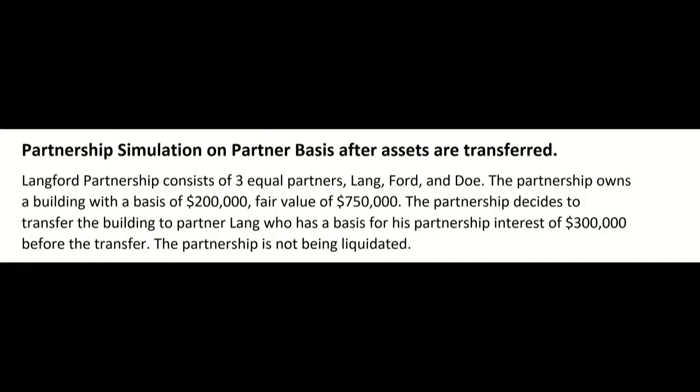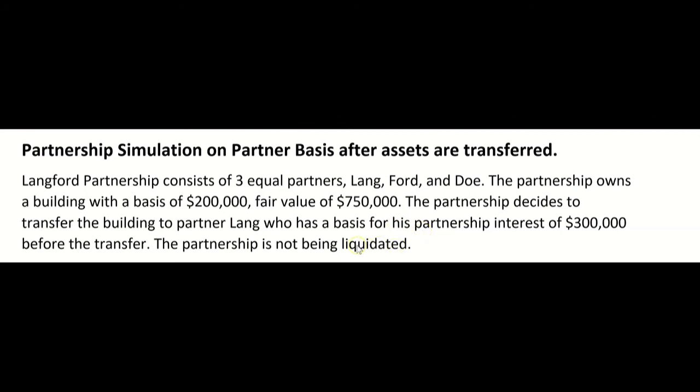All right, here's a partnership simulation on partner basis. They're going to ask you, what is the partner's basis after assets are transferred from partnership to partner? Here are the facts. Langford Partnership consists of 3 equal partners, Lang, Ford, and Doe. The partnership owns a building with a basis of $200,000, fair value of $750,000, and the partnership decides to transfer the building to partner Lang, who has a basis for his partnership interest of $300,000.